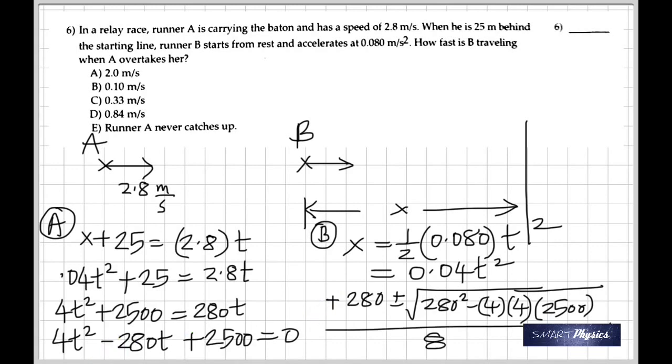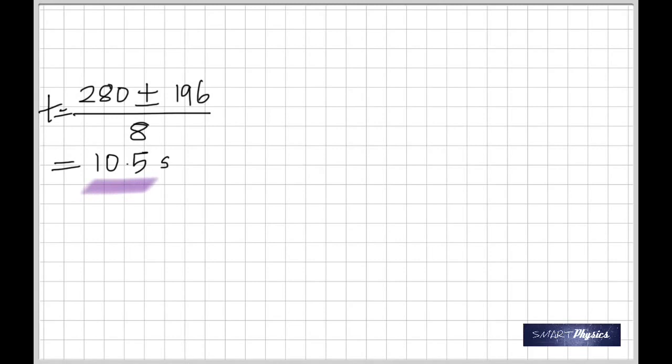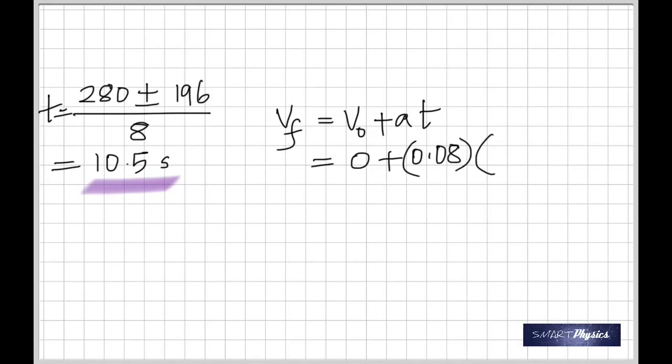And when you solve it, let's go on to the other side. When you solve it, you get two answers. We'll take the smaller of the two because it's a relay race, and so 10.5 seconds. And once you have this time, we can find the final velocity, because we know the acceleration. So 0.84 meter per second.